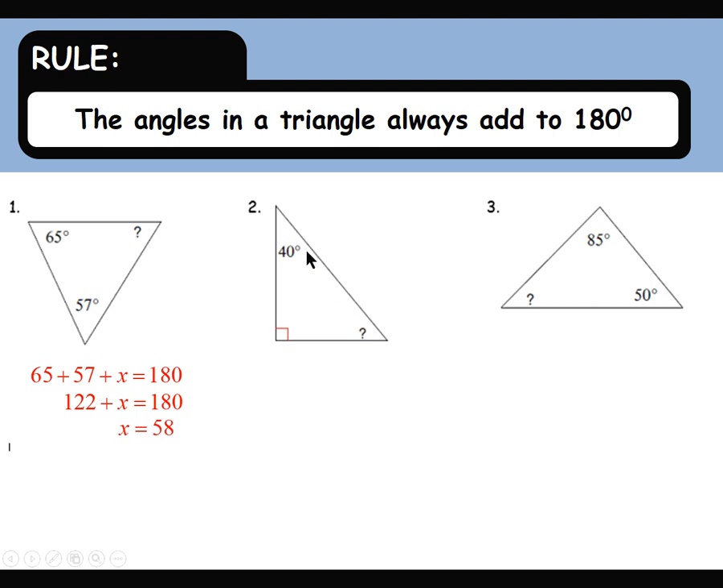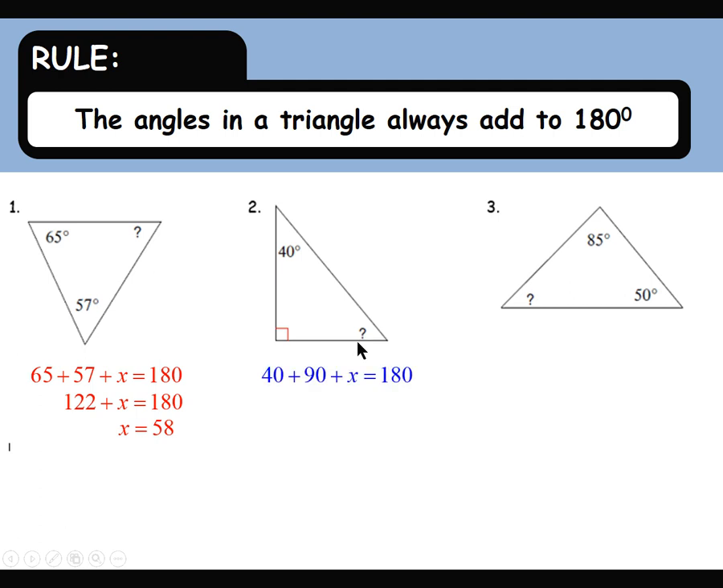Same thing in the second problem. These three angles add to 180. Now you're only given one angle measure, but this little square right here in the corner tells you that this is a right angle, so this one's 90. So we could write an equation. 40 plus 90 plus x is equal to 180.